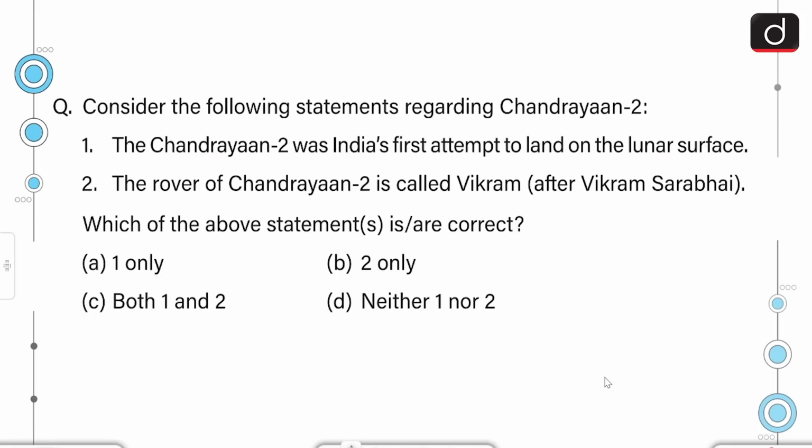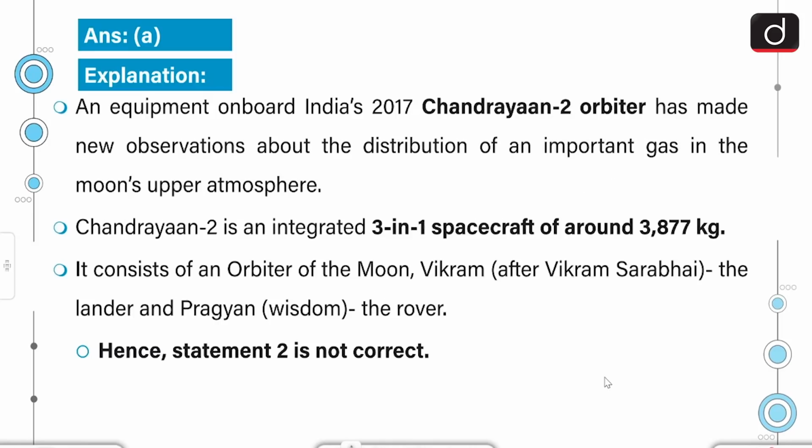Consider the following statements regarding Chandrayaan-2. The Chandrayaan-2 was India's first attempt to land on the lunar surface. The rover of Chandrayaan-2 is called Vikram, after Vikram Sarabhai. So, we have to select the correct statement. First is correct, A is the correct answer.